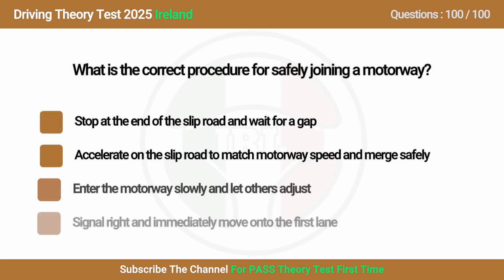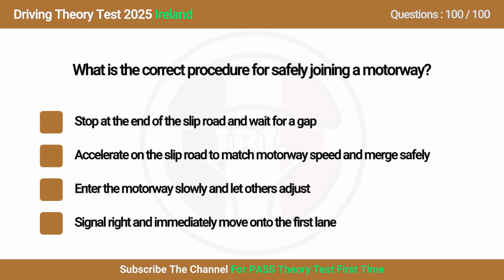Question 100. What is the correct procedure for safely joining a motorway? A. Stop at the end of the slip road and wait for a gap. B. Accelerate on the slip road to match motorway speed and merge safely. C. Enter the motorway slowly and let others adjust. D. Signal right and immediately move onto the first lane.